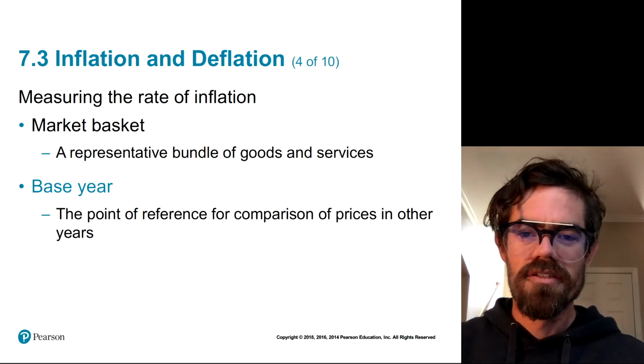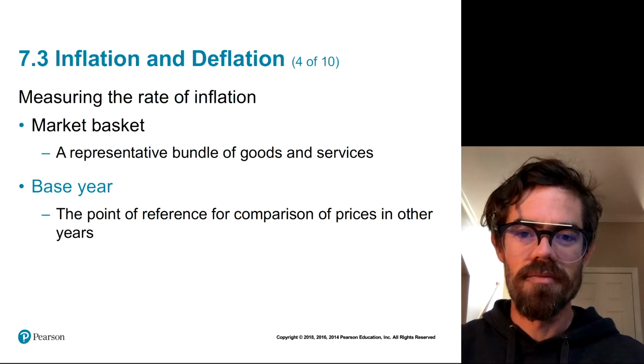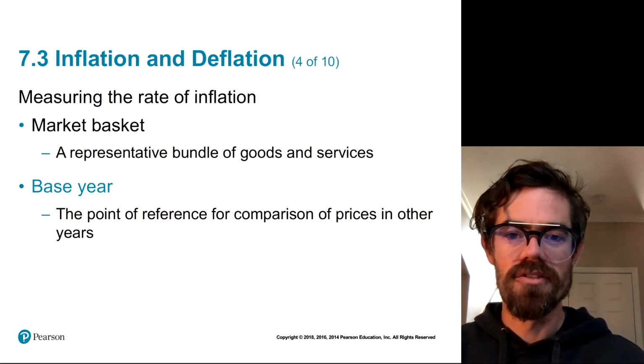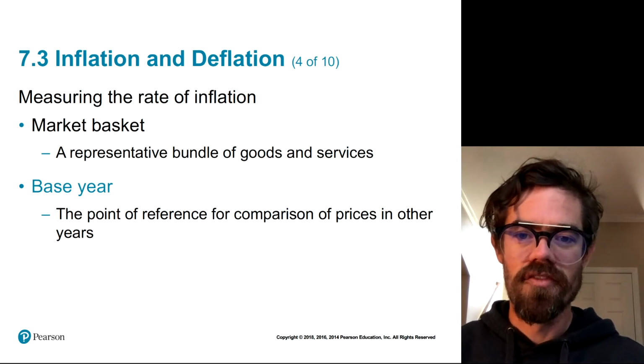All right, since inflation is going to be an important concept for us, we want to be able to make sure we can measure it in some way. So that's what we're going to talk about now. How do we measure the rate of inflation?